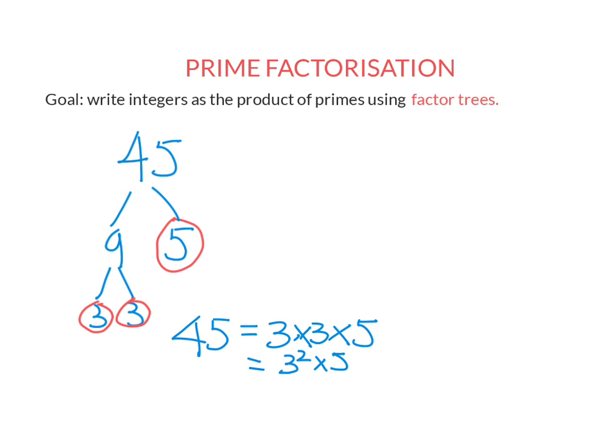It turns out there's only one way to do this. Each prime factorization is unique. I mean, we could write 45 as 5 times 3 squared, but that has the same numbers in it. So there's only one possible answer.